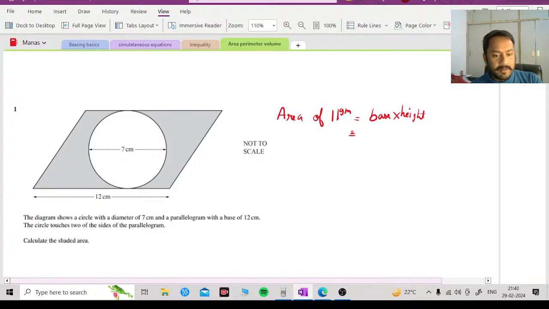So the base of the parallelogram is given to you, the base is 12. Now who will tell me what will be the height? First question is this. Who can tell me what the height is? By observing the figure or the diagram, you can tell me what the height of the parallelogram will be. Let's see who can answer first.